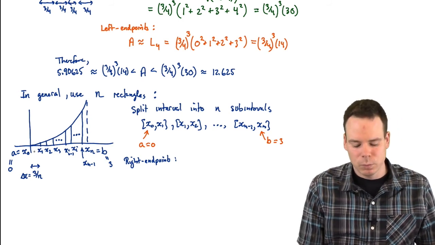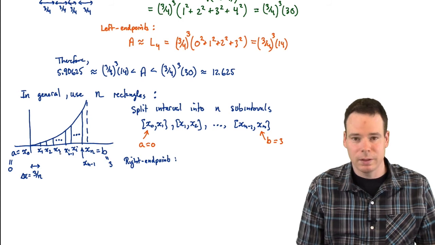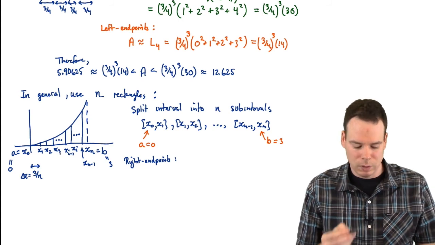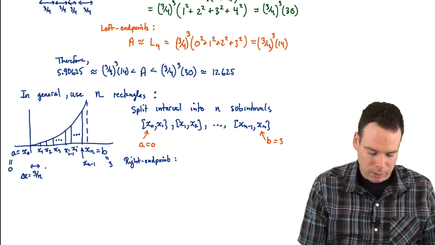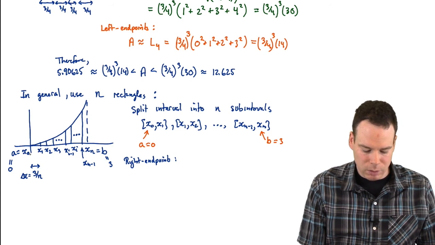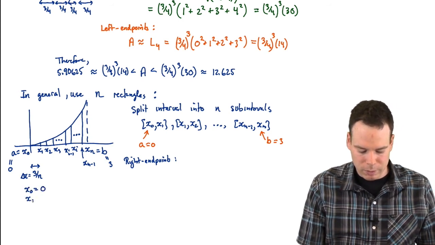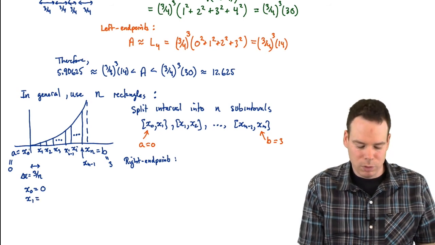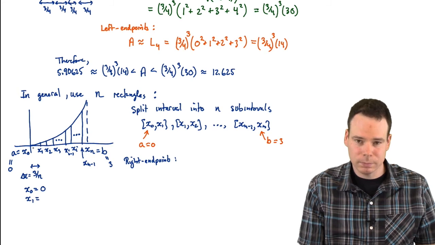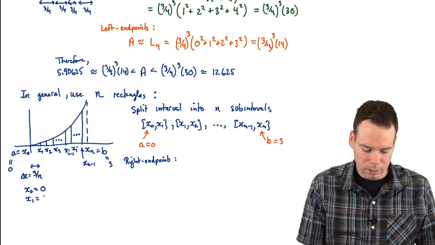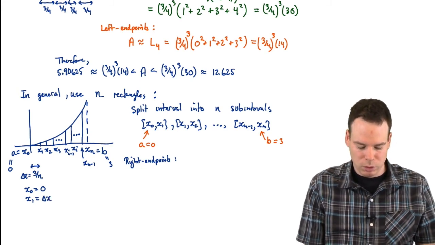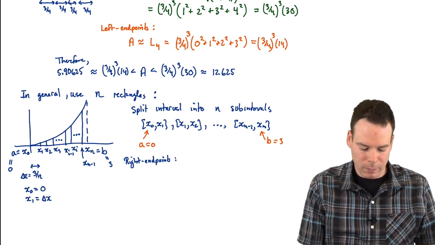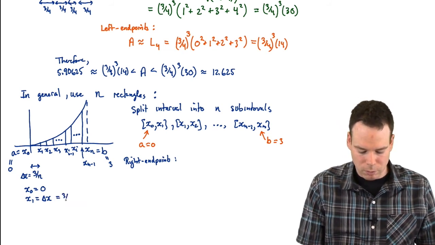Now, what are our expressions for each of these xi's in terms of n? Well, let's just think about what happens. As I start with x0, which is 0, what's x1 going to be? Well, I'm just moving over the width of the rectangle, or the width of the slice. And that's delta x, which we just happen to know is 3 over n. So that would be 3 over n.